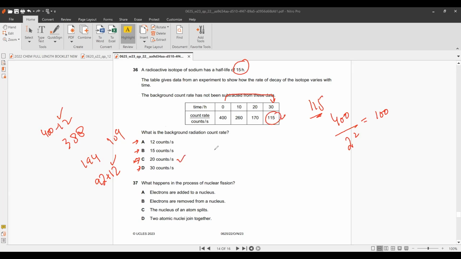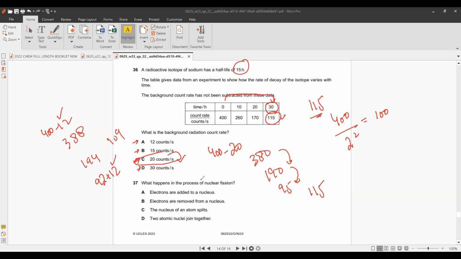Now, let's try this 20 option. 400 minus 20 would be 380. 380 divided by 2 would be 190. 190 divided by 2 is 95. I am dividing it twice because we know that the data given here is after two half-lives. Because 15 is one half-life, the second half-life would make it 30 hours. So 95 plus 20 would give us a value of 115. So what would be the background radiation?